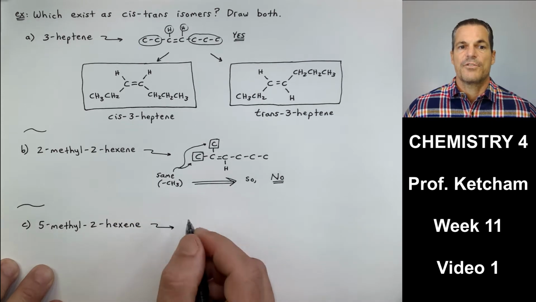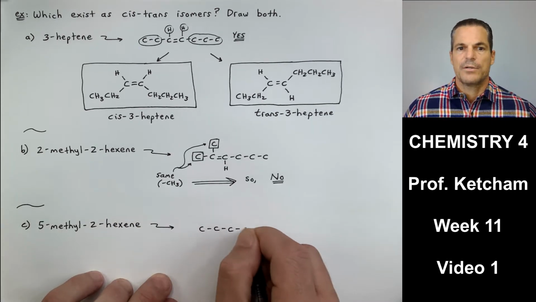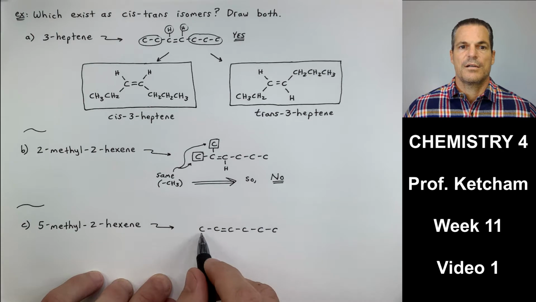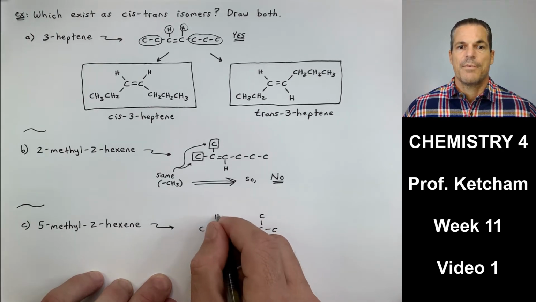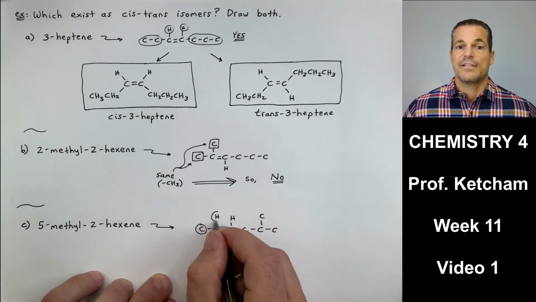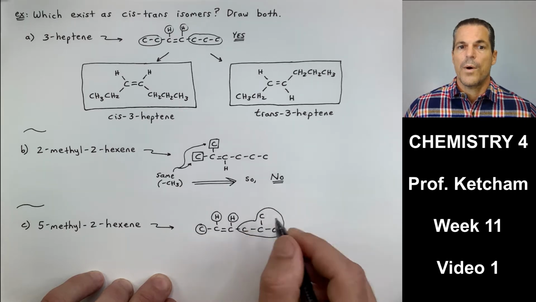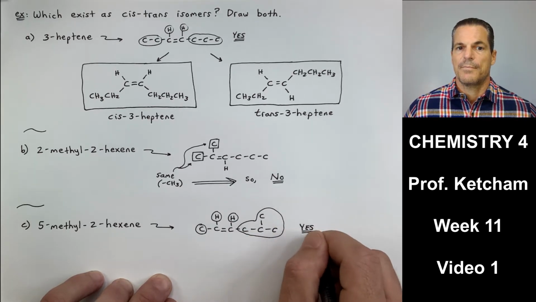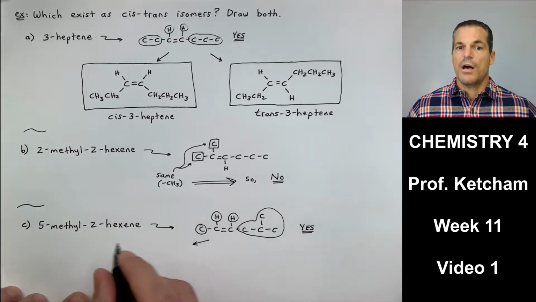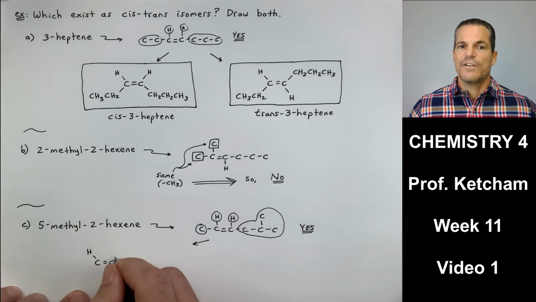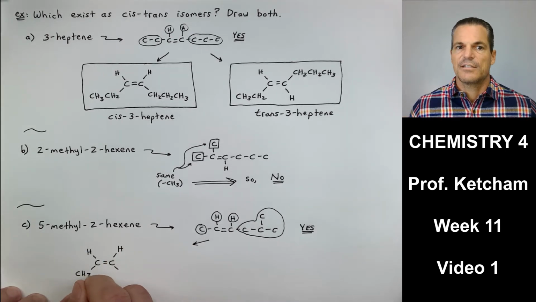C, 5-methyl-2-hexene. Draw the backbone out. I put my 2-hexene skeleton in, put my 5-methyl group in, and then I circle what are going to be attachments to the double bond, and each carbon of the double bond has 2 different things attached. Yes, this is going to work.